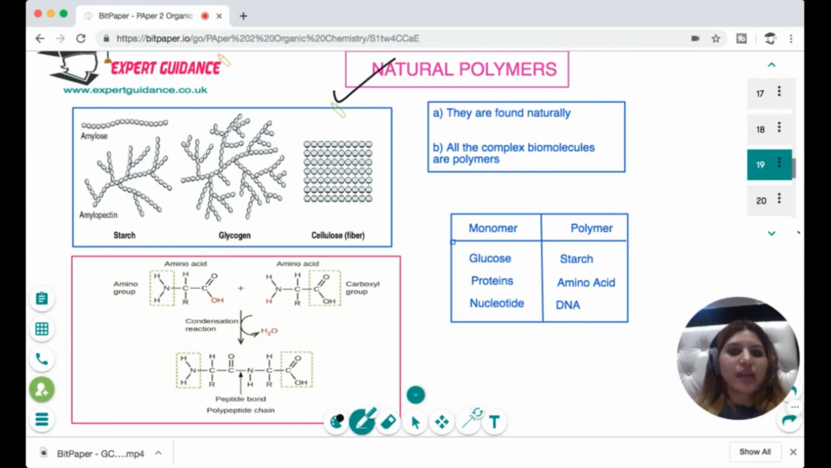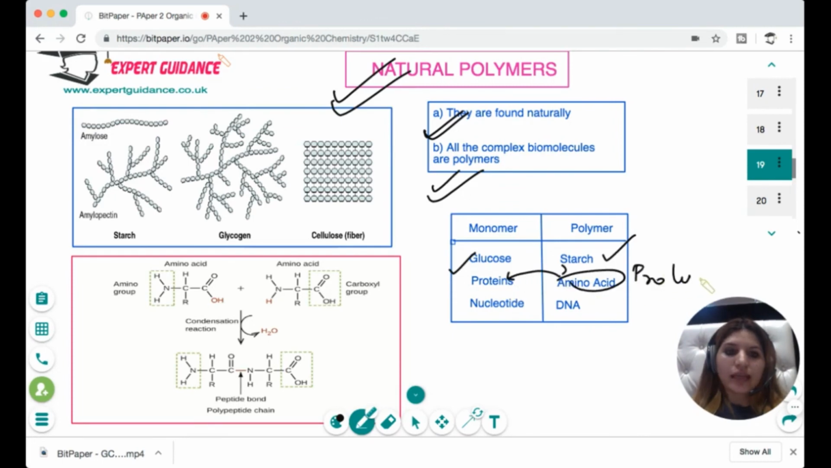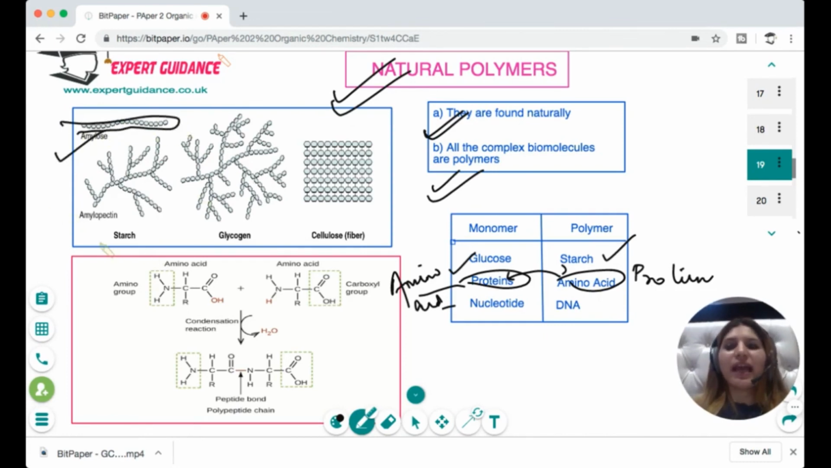Now we have some natural polymers. They are found naturally, for example, complex biomolecules. Starch is a polymer made up of glucose, and protein is also a polymer made up of amino acids. So it's the other way around: the polymer is the protein, and it is made up of amino acids, and DNA is a polymer made up of nucleotides. So you can see this is an individual glucose unit. Either they join in a straight chain or a branched chain and give rise to starch, glycogen, or cellulose, which are the natural polysaccharides. And these individual glucose units are the monosaccharides.